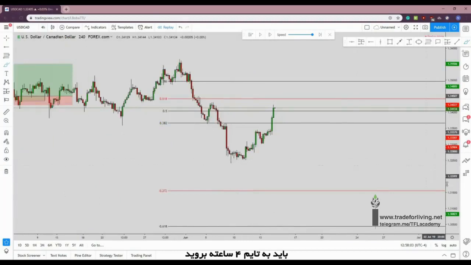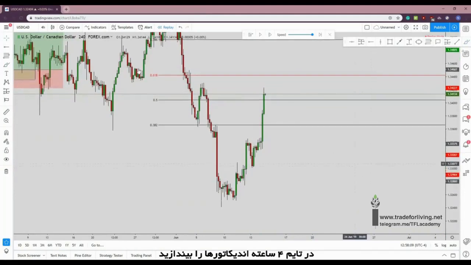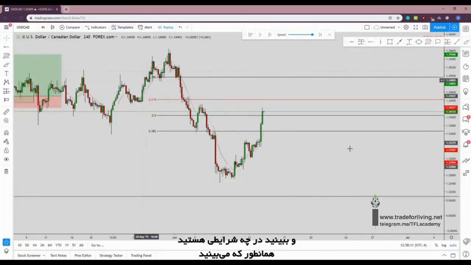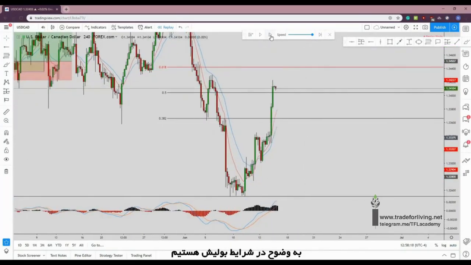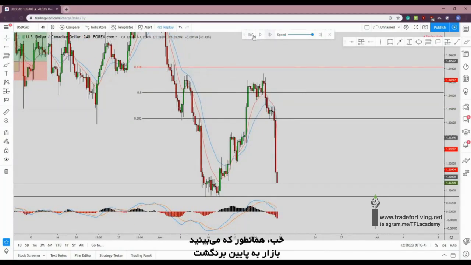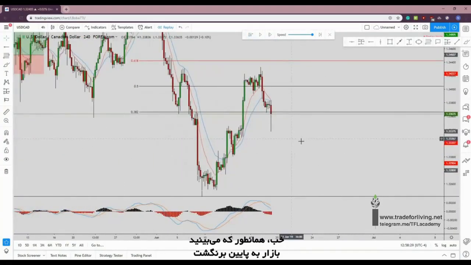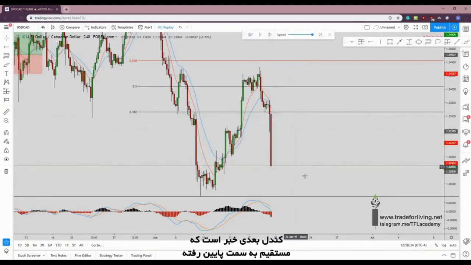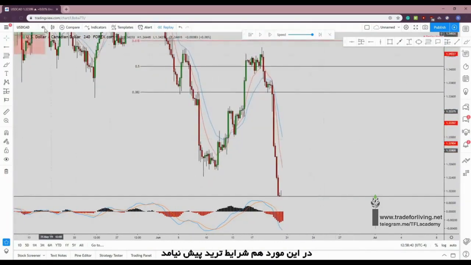What is the next step? You need to go on the 4 hours and see what kind of price action you're getting on the 4 hour time frame. Put your indicators and see what kind of environment you're in. And as you can see, you are clearly in a bullish environment. So we need to wait and see a shift in momentum. Now, as you can see, the market never really shifted to the downside. The next candle, and it was news, went straight to the downside, and then and only then we had a shift in momentum. So in this particular case, this is a no trade.